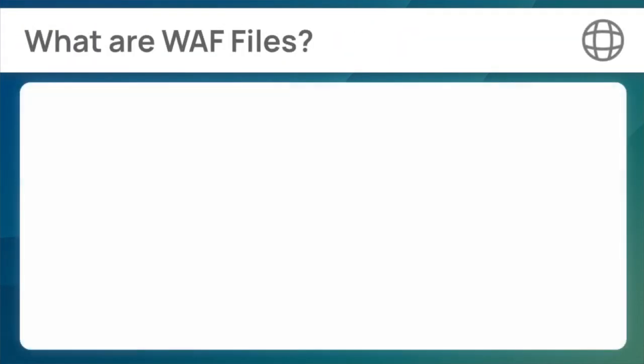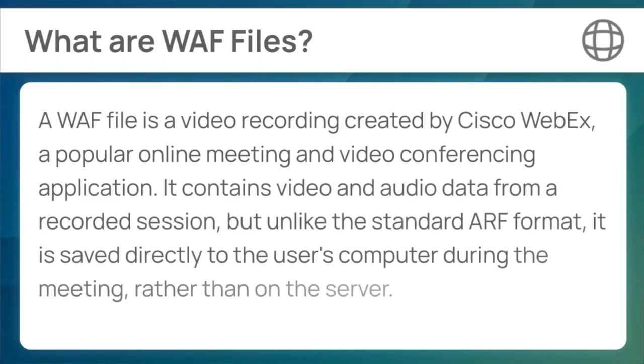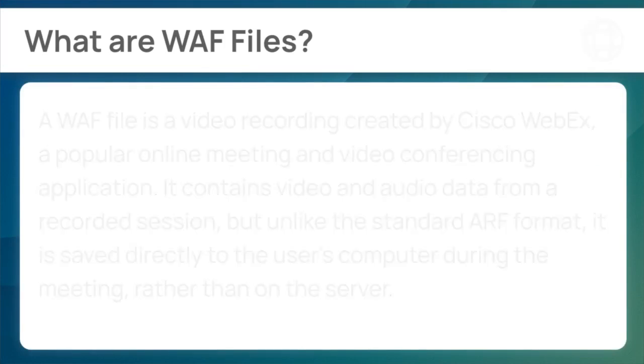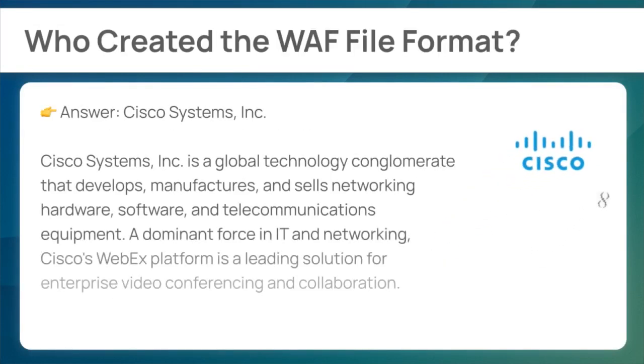A WAF file is a video recording created by Cisco WebEx, a popular online meeting and video conferencing application. It contains video and audio data from a recorded session, but unlike the standard ARF format, it is saved directly to the user's computer during the meeting, rather than on the server.